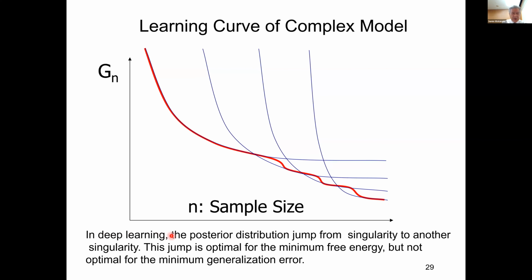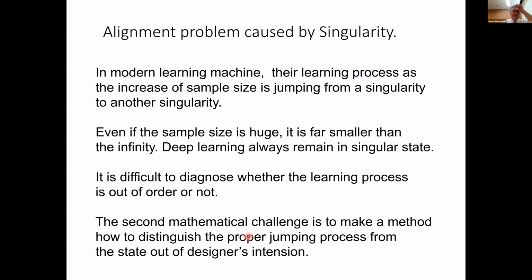In deep learning, the posterior distribution jumps from singularity to another singularity. This jump is optimal for the minimum free energy, but not optimal for the minimum generalization error. Free energy and generalization error are not equivalent to each other in general. So this is an alignment problem caused by singularity.